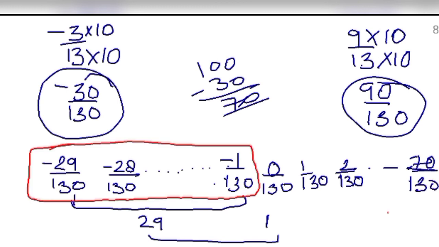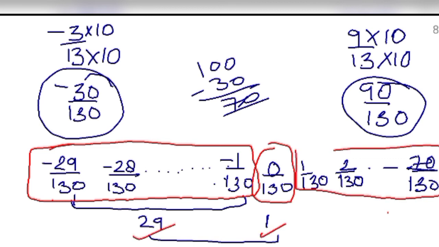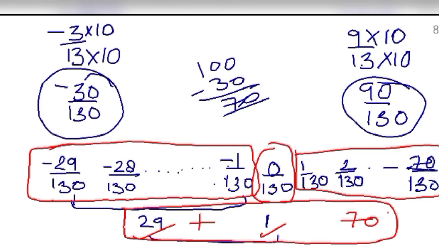Okay, so from minus 29 upon 130 to minus 1 upon 130, there are 29 rational numbers. This is one rational number, and this is 1 to 70, 1 upon 130 to 70 upon 130. How many rational numbers are there? 70. So the total rational numbers we have found: 29 plus 1 is 30, plus 70, 100. Okay, so the 100 rational numbers will be minus 29 upon 130 to 70 upon 130.